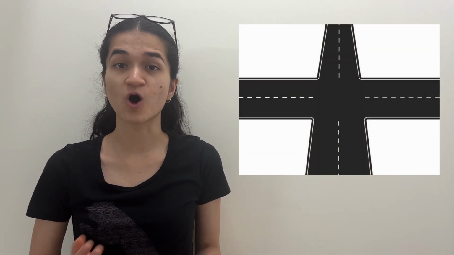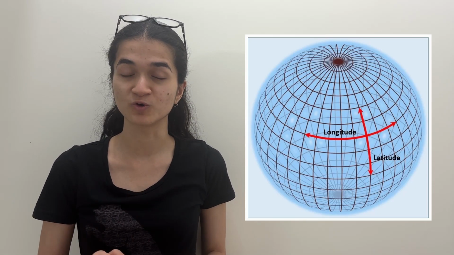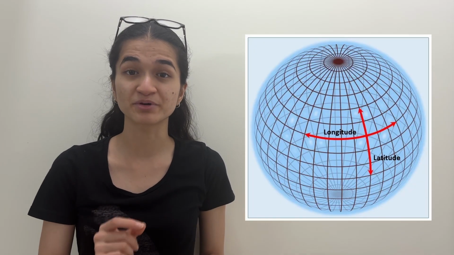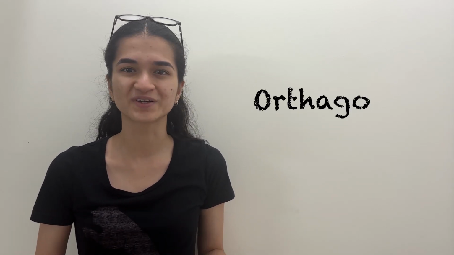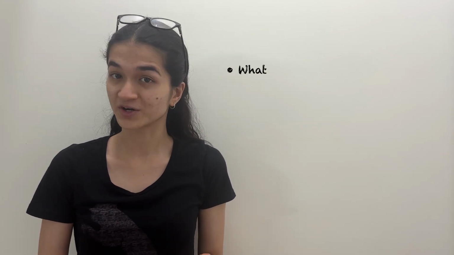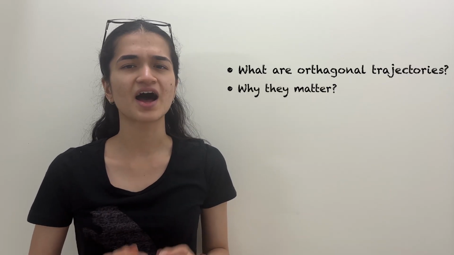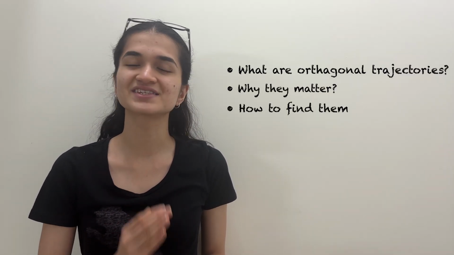Have you ever noticed how roads in cities are often perpendicular to each other? Or how lines of latitudes and longitudes on a globe intersect each other at a perfect 90 degrees? There's a beautiful piece of mathematics behind this concept, and it is known as orthogonal trajectories. In this video, we explore what orthogonal trajectories are, why they matter, and how to actually find them step by step.